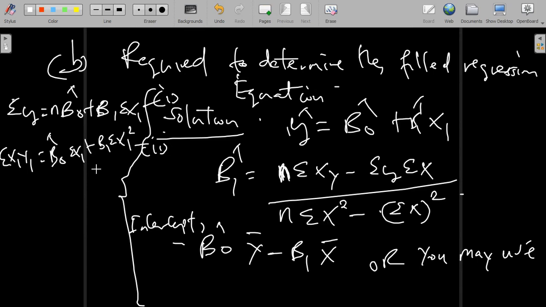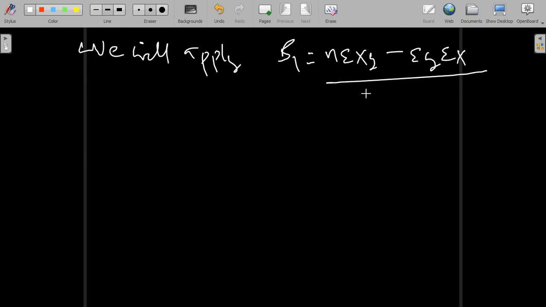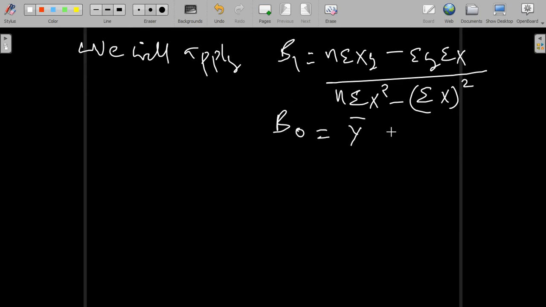So for our case, we will apply the first formula. So we consider now to apply the first formula as you observe. That is beta 1 is equal to number of observations times summation of xy minus summation of y times summation of x, over number of observations times summation of x squared minus summation of x raised to the power of 2. So we take our beta naught, which is equal to sample mean of y minus beta 1 times sample mean of x. Now for that case, we plug in our data.